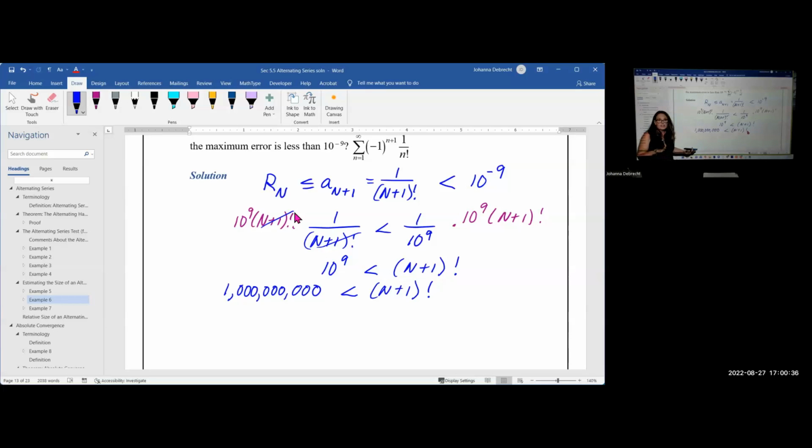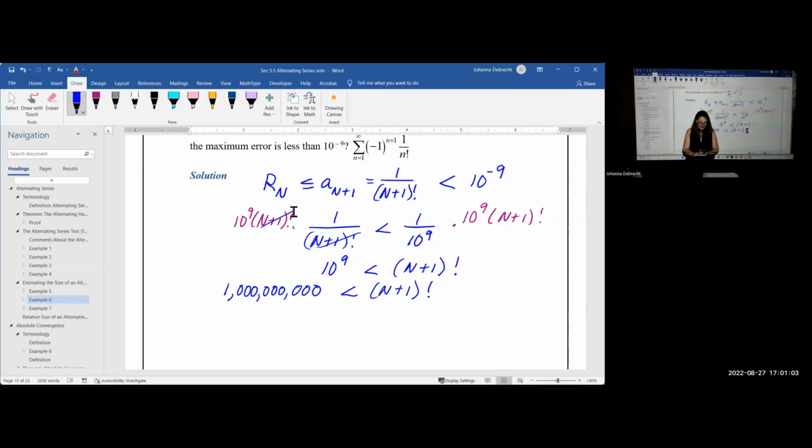So I'm just going to start with something like 6. If n is 6, then n plus 1 is 7. So how big is 7 factorial? So 7 factorial is 5,040. That's not nearly big enough. So let's bump the number up a little bit. Let's try 15. So 15 plus 1 would be 16. So what's 16 factorial?